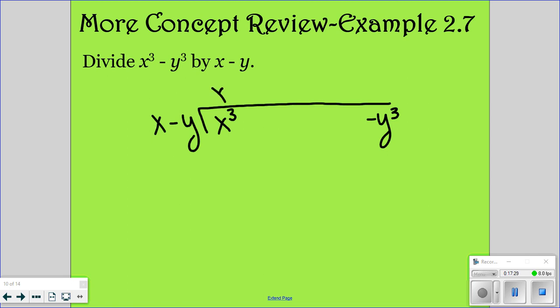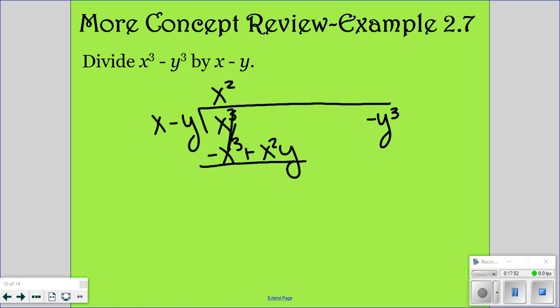All right, so you are looking for what multiplies by x to give you x cubed. X times x squared is x cubed. Then you're going to multiply x squared by this whole thing, x minus y. So x squared times x minus y is x cubed minus x squared y. When you're doing division, you always subtract. So we're going to change our signs.